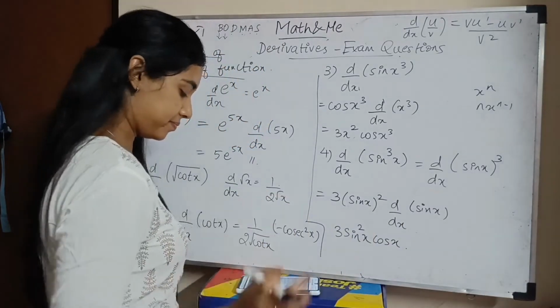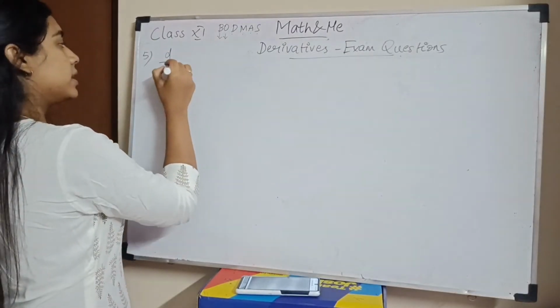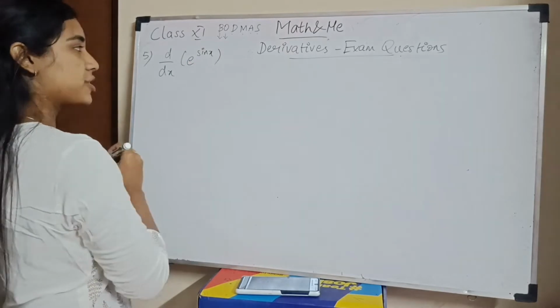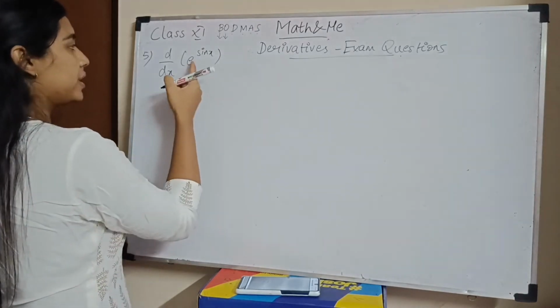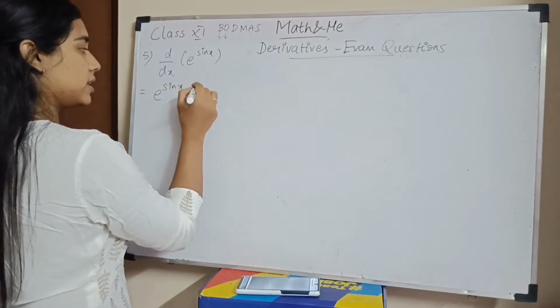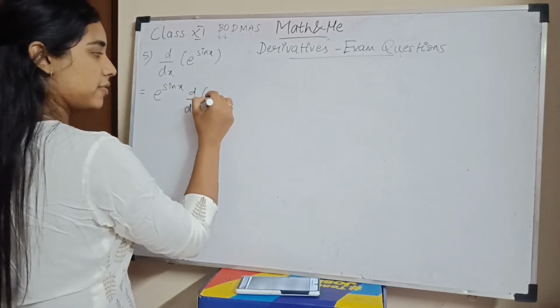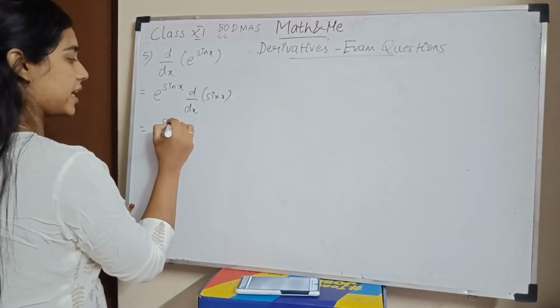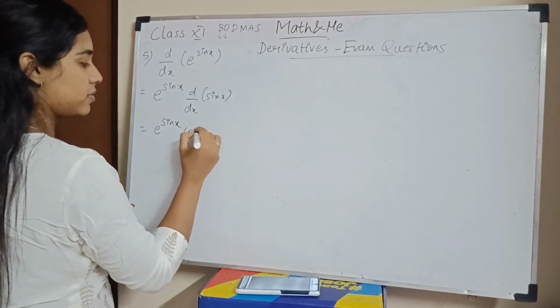Okay. Next question. d by dx of e to the sin x. So it is a function of a function. So what do you do? e to the x, the derivative is e to the x itself, times d by dx of sin x. So what do you get? e to the sin x. Sin x, the derivative? Cos x.